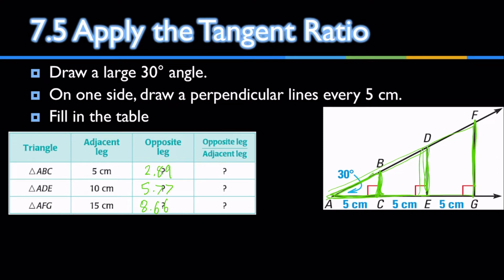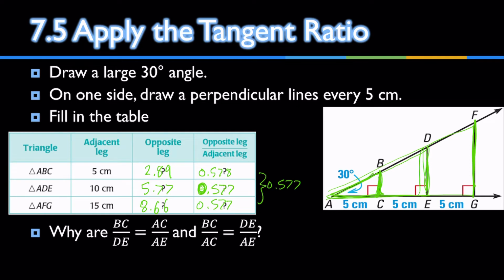So for the first one, 2.89 divided by 5 is 0.578. The next one, 5.77 divided by 10 is 0.577. The last one, 8.66 divided by 15 is 0.577. So these are all about the same. They're all about 0.577. Wow!